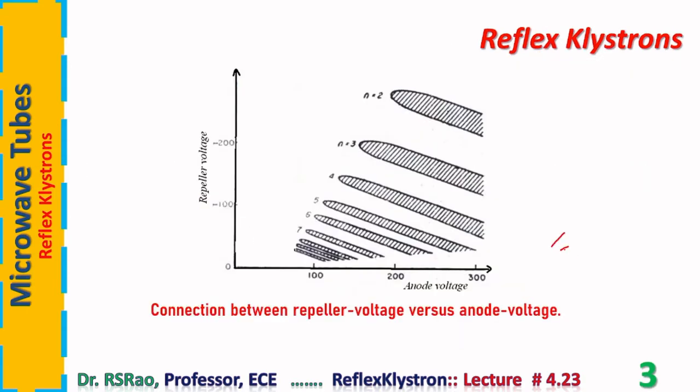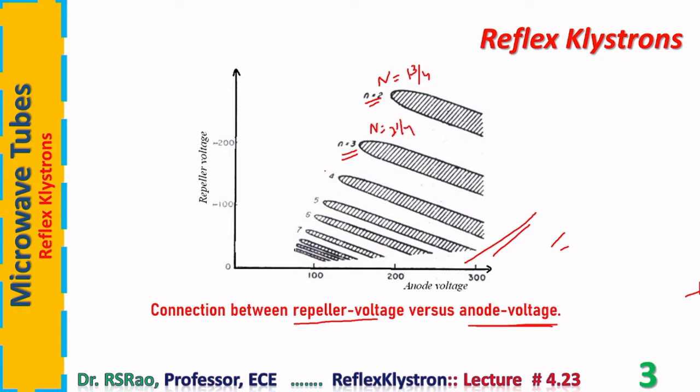In this diagram is shown graphically the relation between repeller voltage and anode voltage. Repeller voltage and anode voltage are different voltages. By varying either one of these two or both, one can drive the device into different modes of operation. This particular aspect is illustrated here. N equal to 2 means capital N equal to 1 3/4. N equal to 3 means capital N equal to 2 3/4.